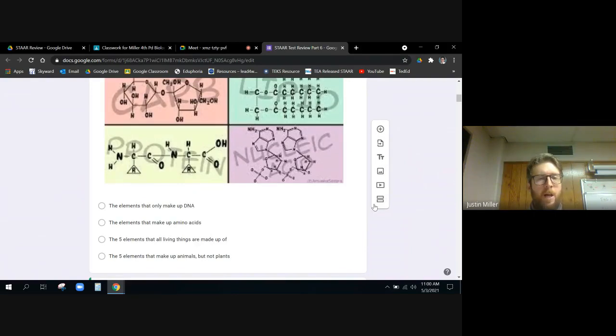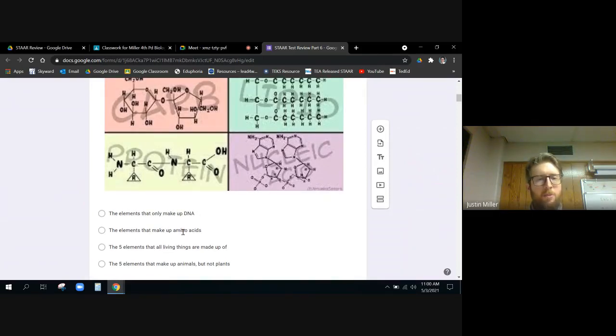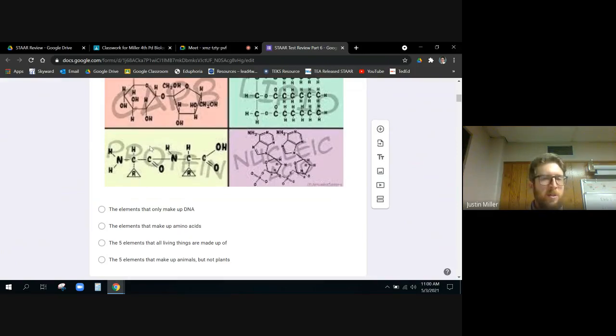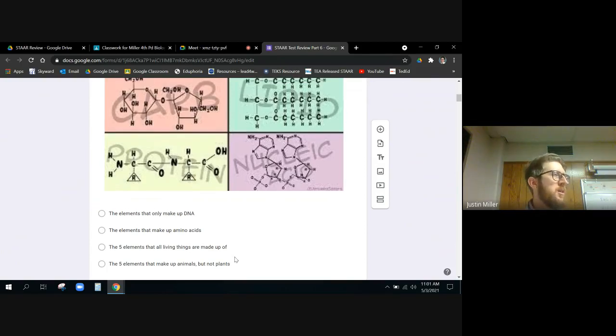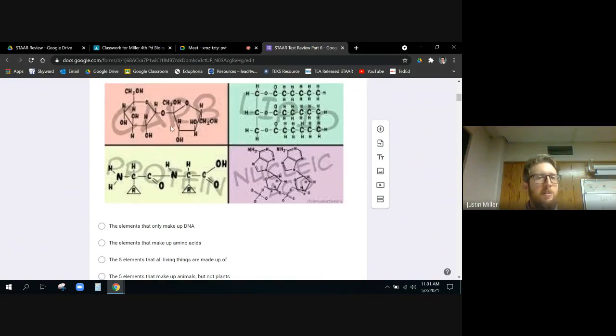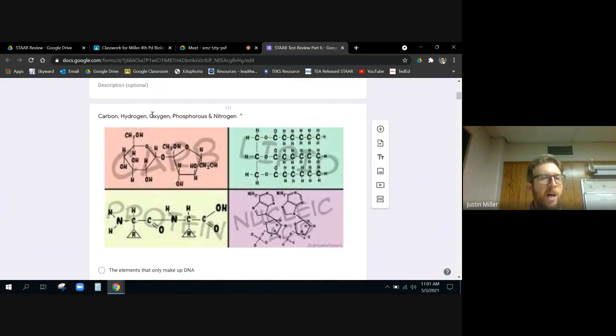So, what's the right answer here? Is it the elements that only make up DNA? No. They're the elements that make up amino acids? I mean, yes, but they make up more than just amino acids, right? Because proteins are made up of amino acids. The 5 elements that all living things are made up of? Yes. D says the 5 elements that make up animals but not plants. That's not true because it's all living things. Plants are living things, animals, plants, bacteria. Every living thing is made up of some combination of these 4 biomolecules, which is made up of some combination of these 5 elements, CHOPN.